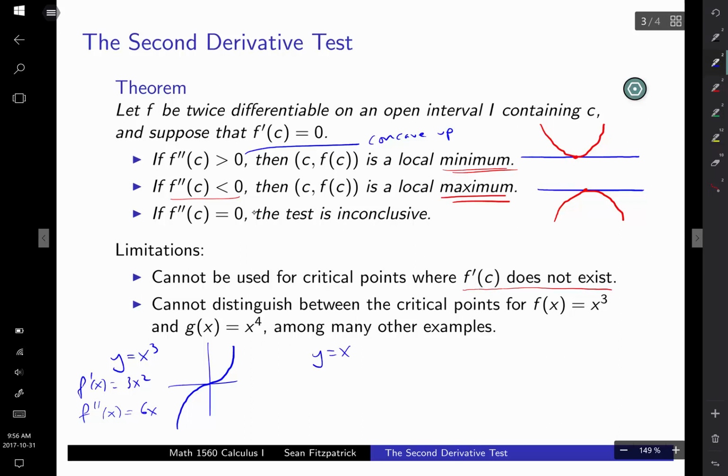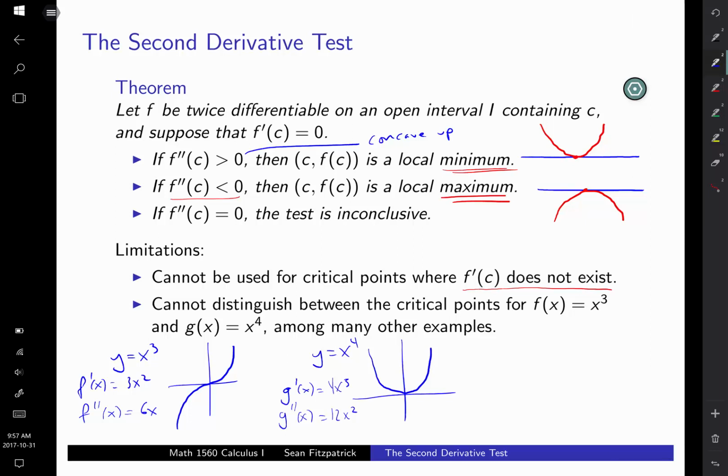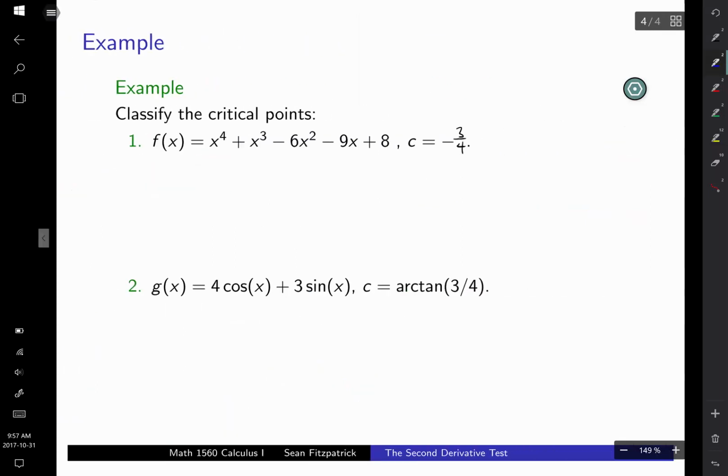Whereas if we were looking at the graph y equals x to the 4, well then that graph looks very different at 0, right? We actually do have a minimum there. But this time, we calculate g prime, 4x cubed, g double prime, 12x squared, right? And so the second derivative is 0, so we can't use the second derivative test. Fortunately, in these cases, it would still be easy to apply the first derivative test, and so we could just do that. So let's finish this off by just coming back to those two examples that we started out with.